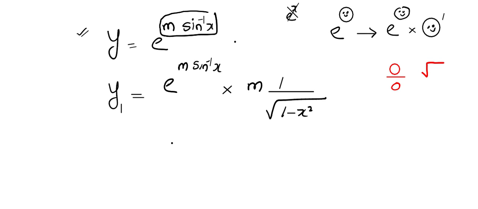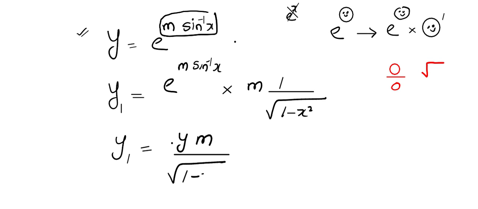I can see that. Look at this. Our question is e power m sin inverse x, right? We got the same thing. So how do you deal with it? Very simple. E power m sin inverse x is y. So replace it with y. So we get something like this.